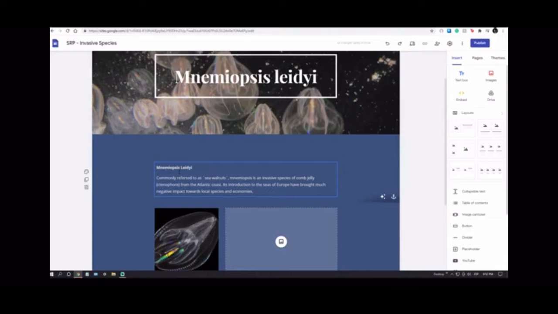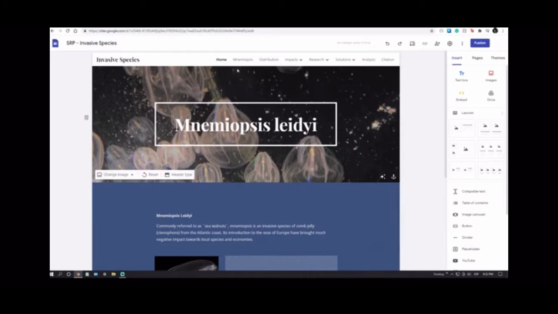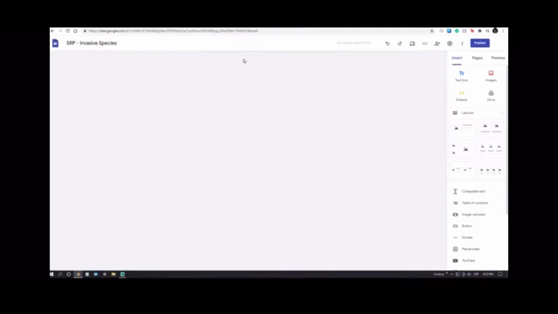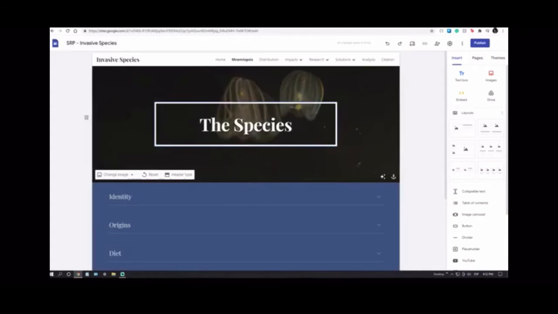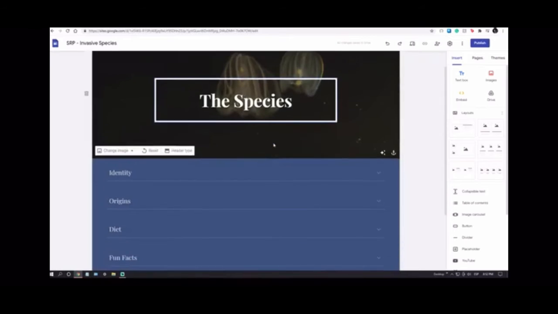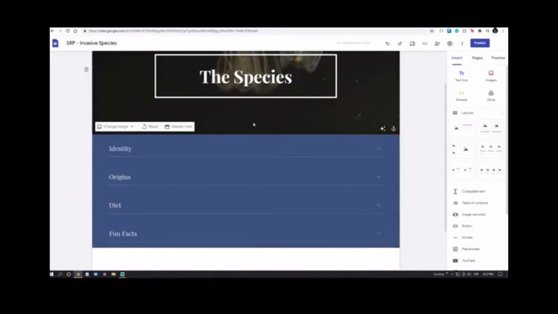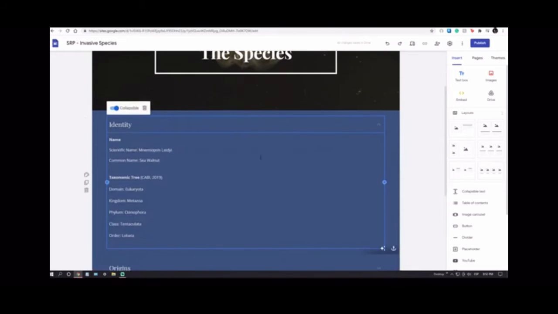Now, if we scroll up and look, we see several tabs or pages which show all the pages and subpages of this website, the first of which is the Mnemiopsis tab. This page is another introductory page which will go over some basic data and information about Mnemiopsis, which will be expanded upon in other pages.